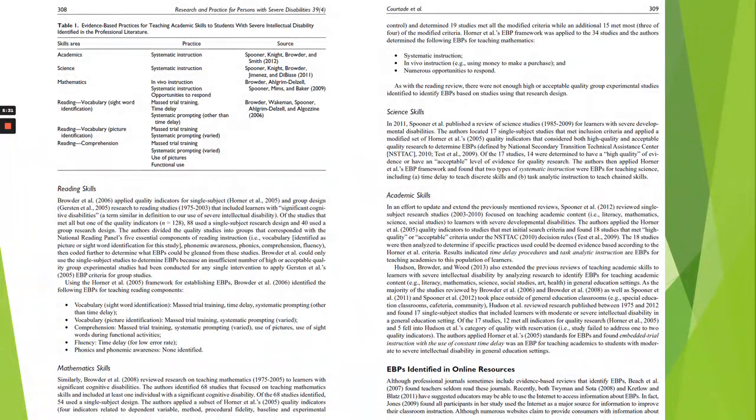Now I see subheadings, and I know that they're subheadings because each subheading is in italics and in a thinner font. The author chose to organize the previous section, EBPs identified in professional literature, into reading skills, mathematics skills, science skills, and academic skills. You can see they synthesized or reorganized information from the professional literature into academic areas.